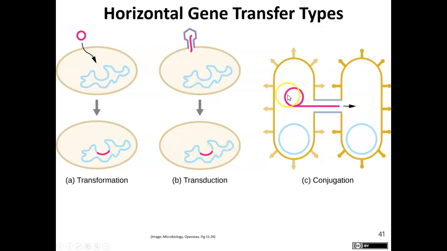And then this is conjugation. We have a plasmid that carries information to produce the sex pilus here. The cell produces the sex pilus, they attach, this plasmid replicates, and one of the plasmids moves over here, the other one stays here.